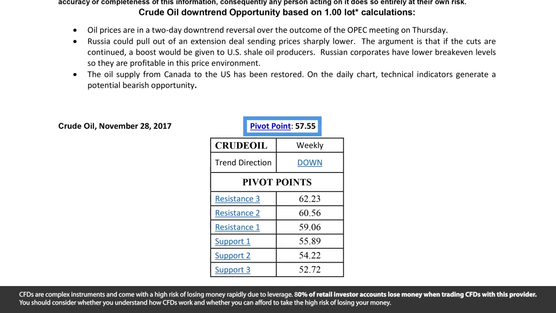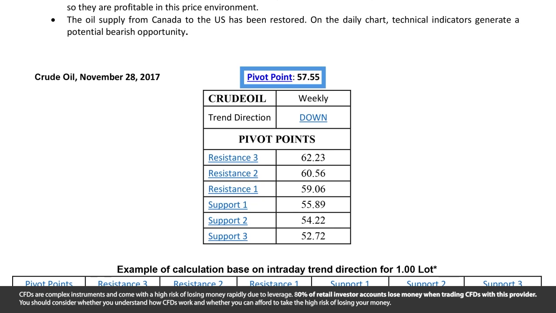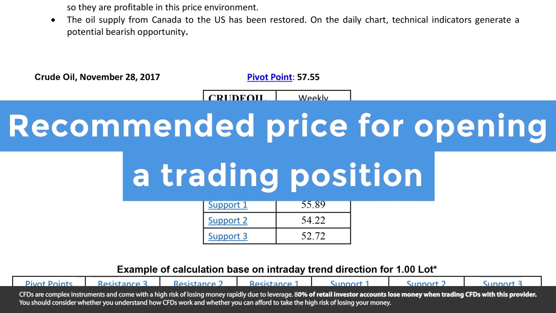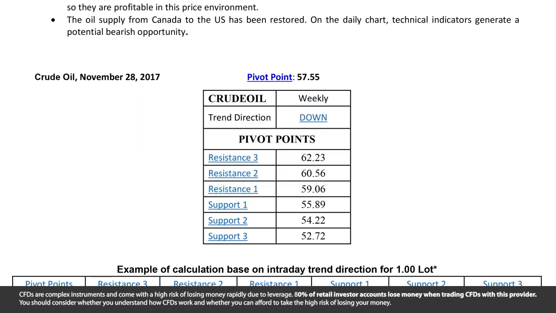A pivot point is a price level used by traders as an indicator of price movement. It is calculated as an average of previous prices of that instrument. The pivot point is the recommended price for opening a trading position. In our example, the pivot point is 57.55. This is a live weekly market opportunity, so the pivot point is based on a weekly period.